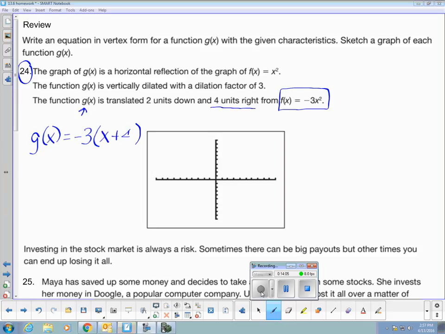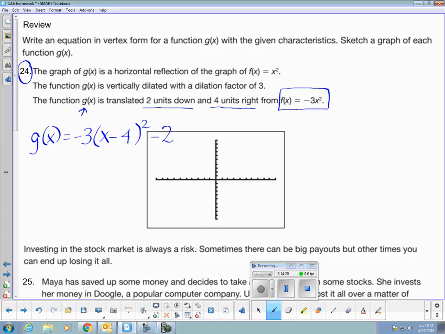Now it says I want to translate 4 units right. To the right would be x minus 4. And then 2 units down would be minus 2.